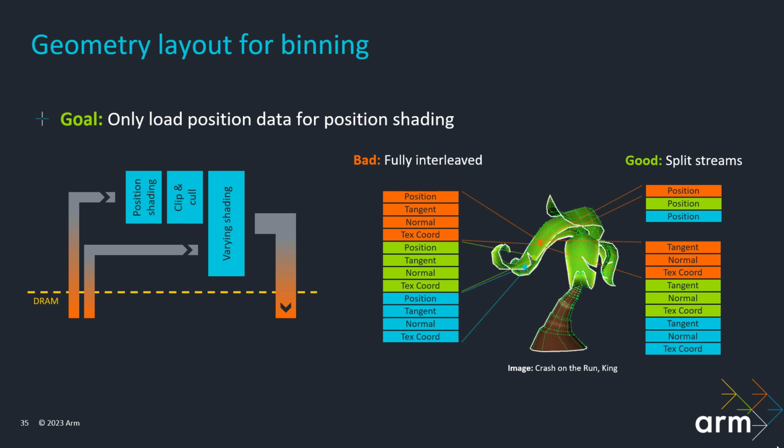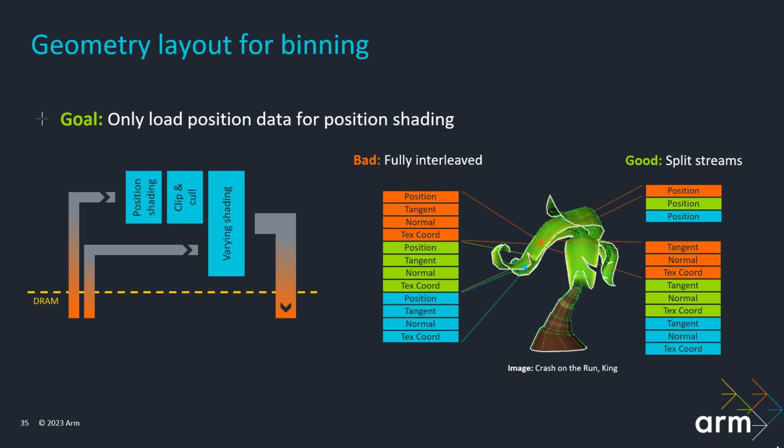The best thing you can do for tile-based rendering is to use split streams: put an interleaved stream of all of your position inputs, then have a second interleaved stream of everything else. This means that when that position shader runs, you just load positions, you don't pollute the cache with data you don't need, you don't fetch data you don't need from DRAM, then we only fetch the others for the vertices that survive clipping and culling.